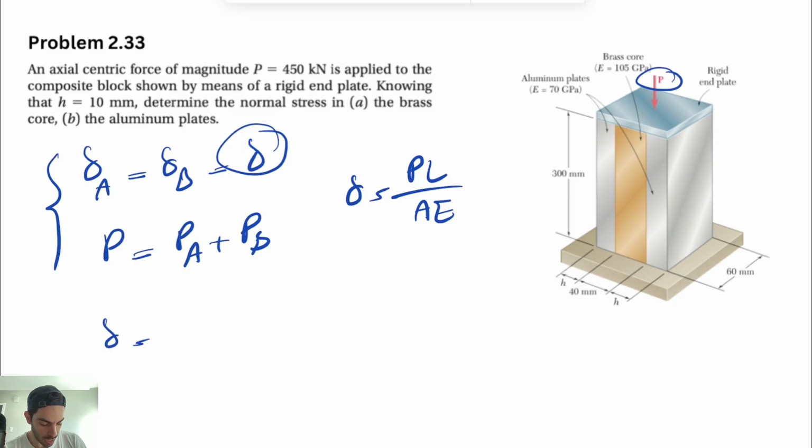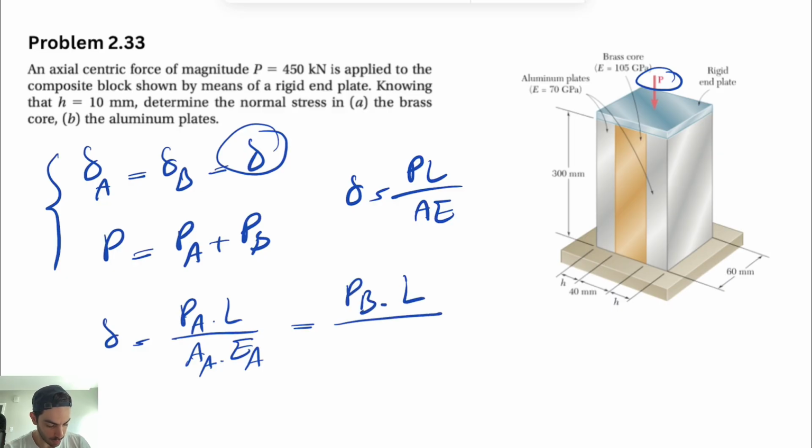Let's just start with A. We have P_A times L over the area of aluminum times the elastic modulus of aluminum, and this will be equal to the same expression for P_B, the brass. So we have P_B times length over the area of brass times the elastic modulus of brass. Obviously the length is the same, so if we bring L to the left side, we can cancel these and divide everything by L.